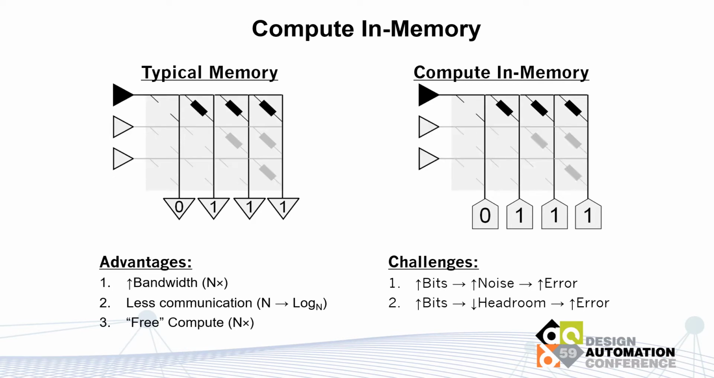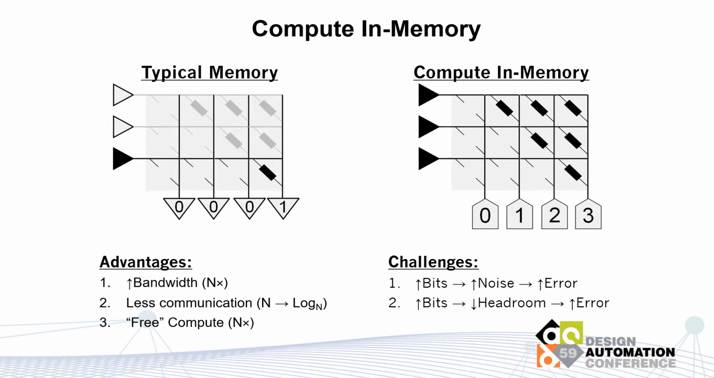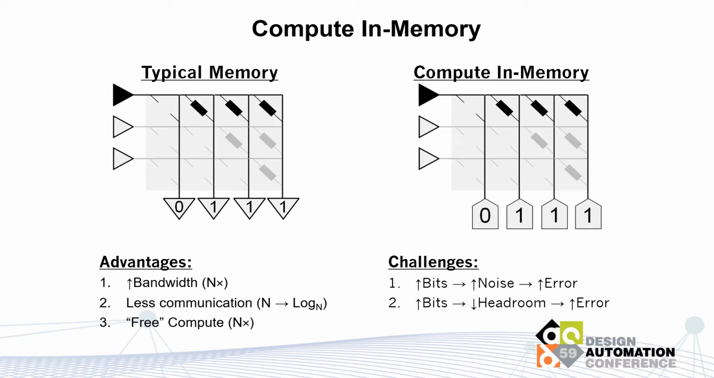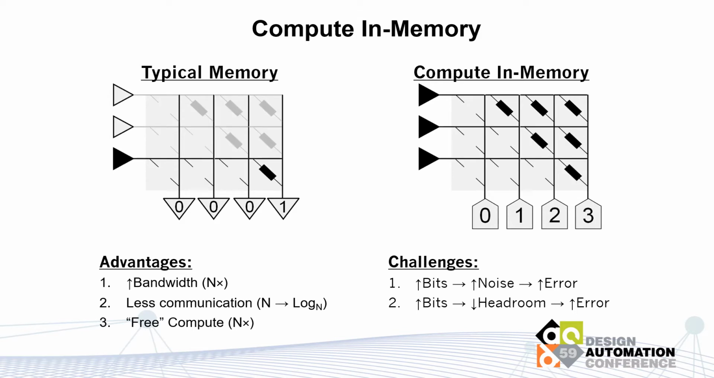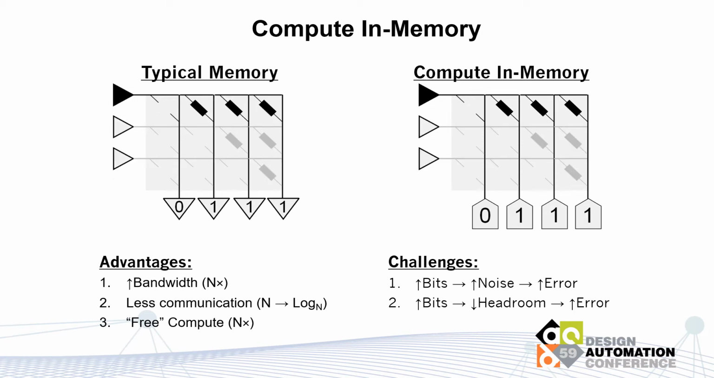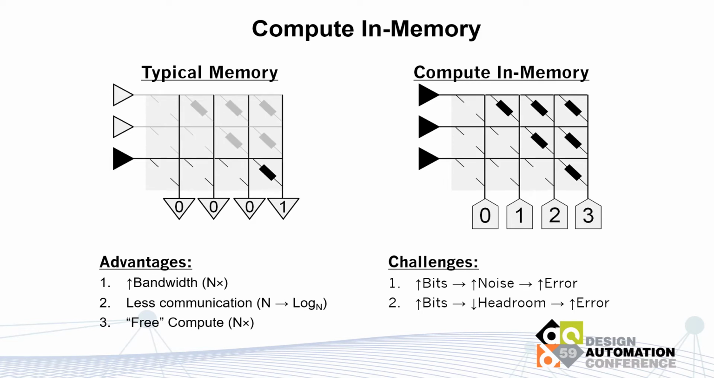Well, the main advantage is we get higher memory bandwidth. If we activate n rows, then we get n times bandwidth. Next, we reduce communication costs, so rather than sending n bits, we send log n bits. And lastly, we get free compute, meaning that we get the summation along the bit line for free since it's in the analog domain. Of course, this operation only works for applications or kernels that want to sum the values together, like matrix multiplication. What are the challenges?